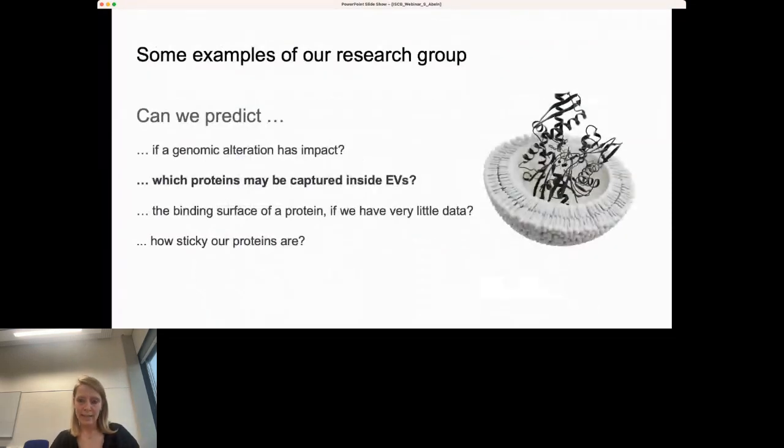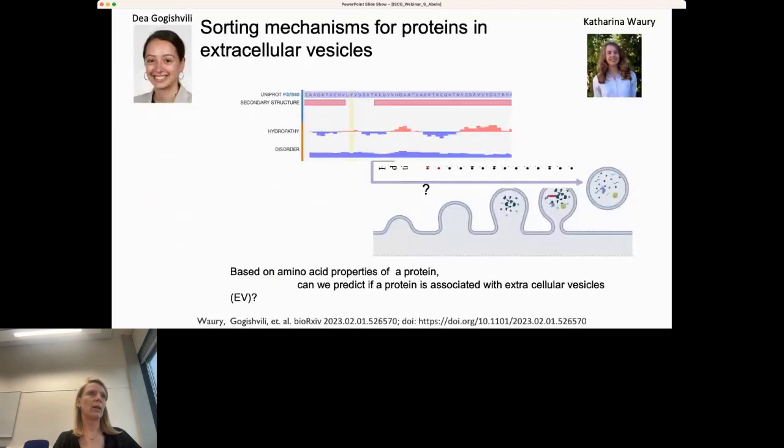All right. Then I want to show a second example. So the second example is a very different system, and we want to see if we can predict if proteins can be captured inside extracellular vesicles, or EVs. And this work is done by Dea Gogishvili and Katerina Bauri. They're also 2 PhD students that work with me.